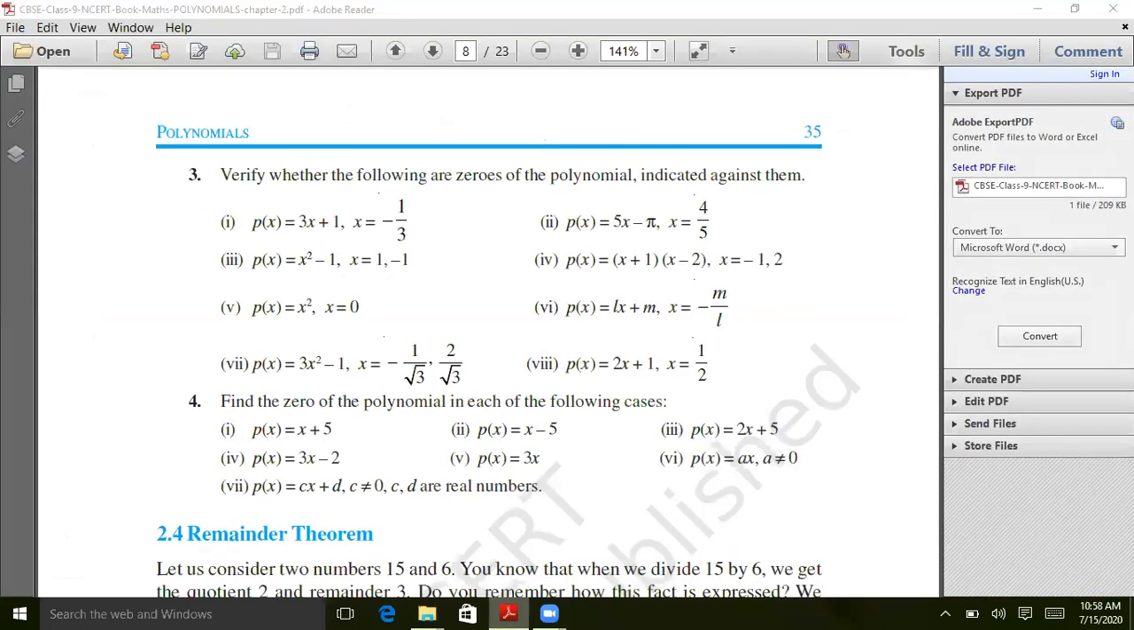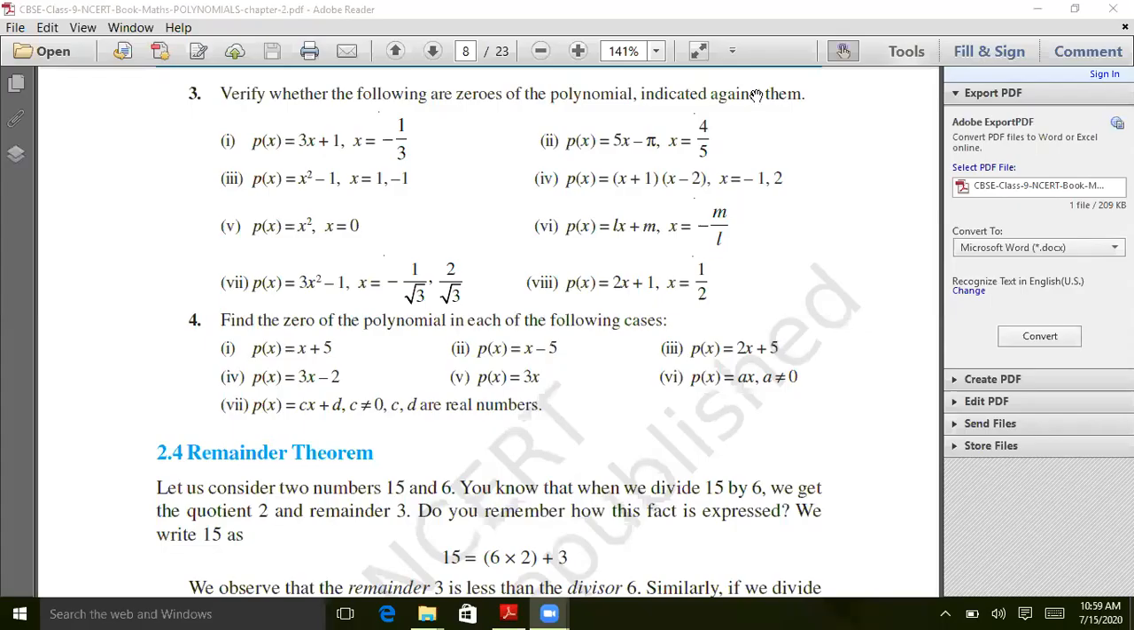Is this visible? Question number 4 is find the 0 of the polynomial in each of the following cases. In question 3, some of the values were given and you were to just check. उसमें पहले आपको सिर्फ चेक करना था. इसमें आपको फाइंड आउट करना है what will be the 0 of the polynomial, right?